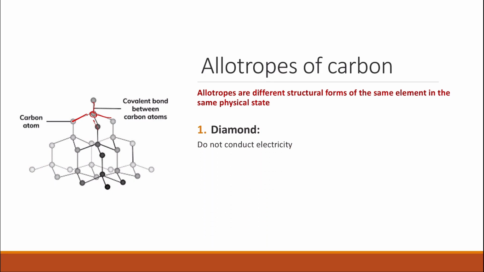The properties of diamond: they do not conduct electricity because they don't have any delocalized electrons or ions to conduct the electric current. They have a very high melting point because the covalent bonding is very strong, and it's very difficult to break the covalent bonding between the carbon atoms, and they are very hard as well.